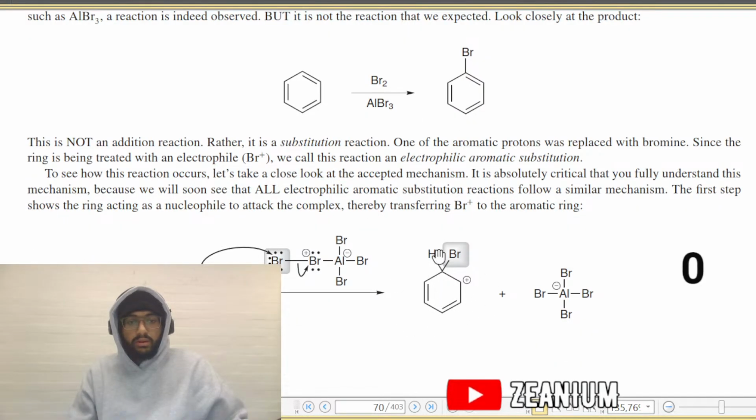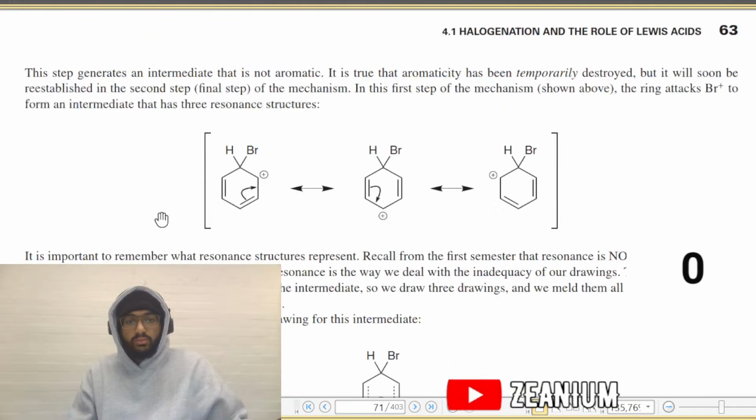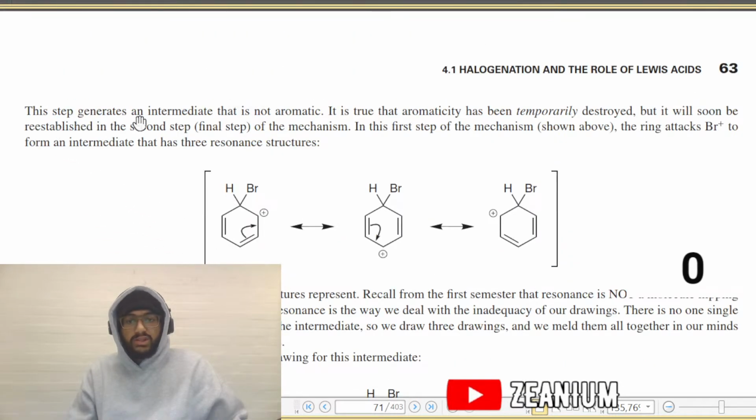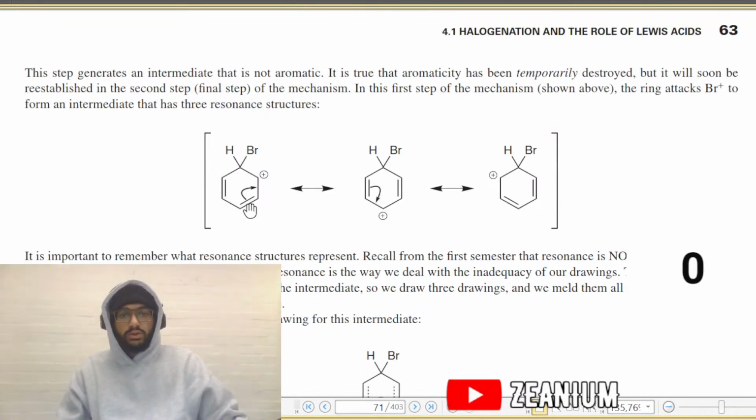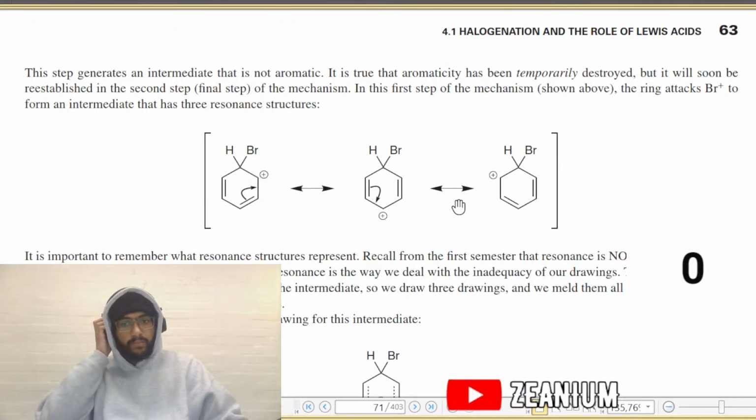Okay, it is important to note that this step generates an intermediate that is not aromatic. It is true that aromaticity has been temporarily destroyed, but it will soon be re-established in the second step, the final step of the mechanism. In this first step of the mechanism shown above, the ring attacks Br plus to form an intermediate that has 3 resonance structures. Okay, so the resonance is it hops to the plus charge here, hops to the plus charge here, and then it gets created the intermediate.